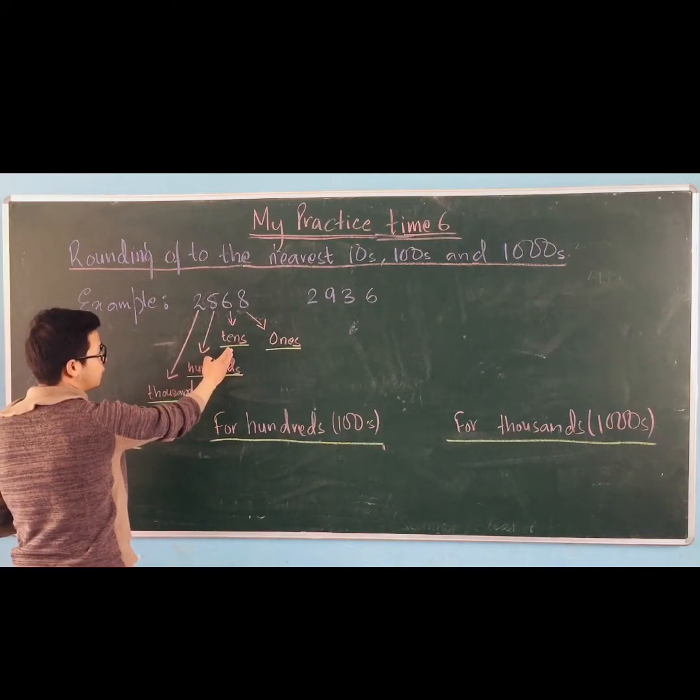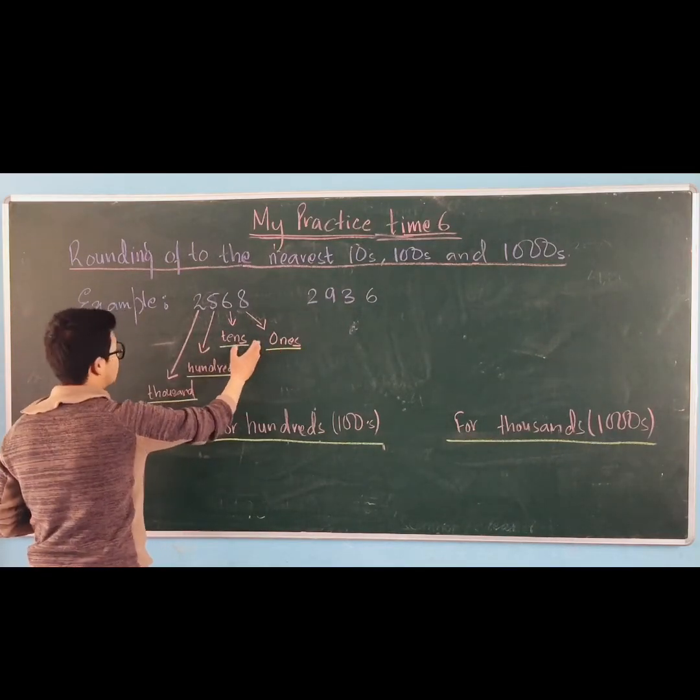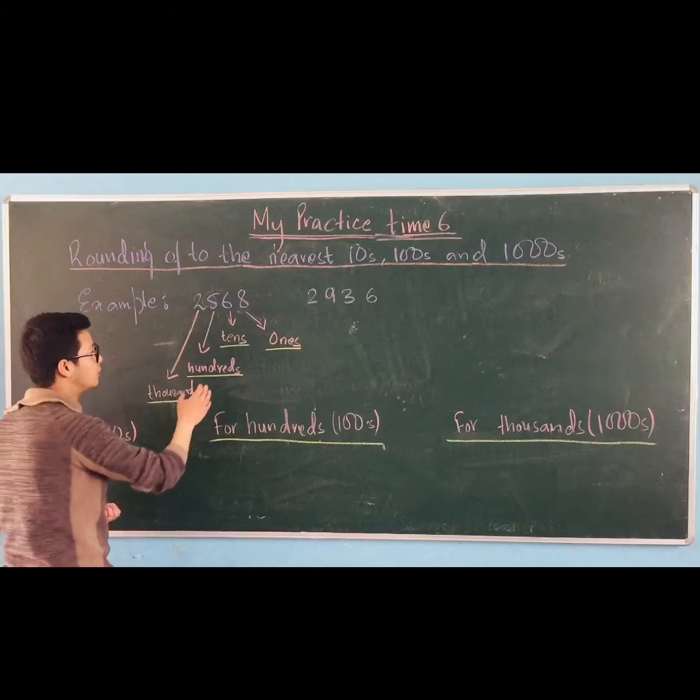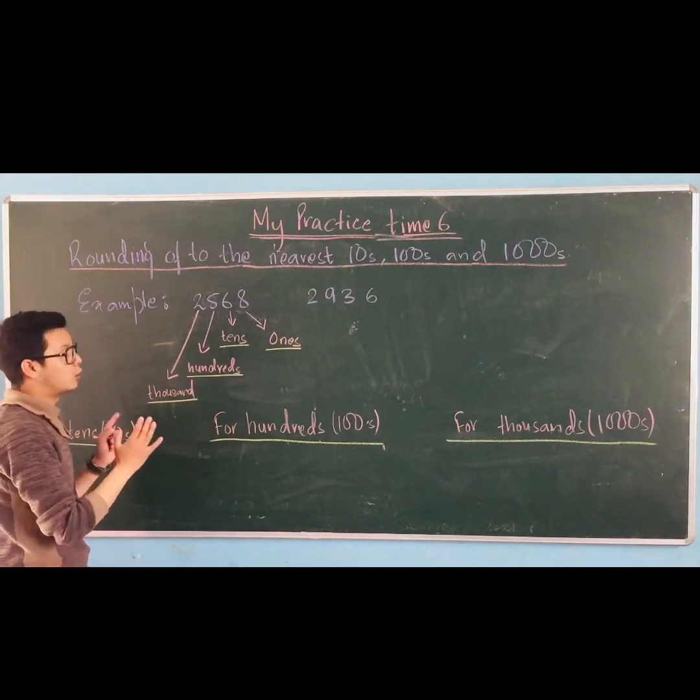Okay, you are changing for tens, that means you have to look for the ones digit. Whatever digit is there in ones, it will change the whole number.